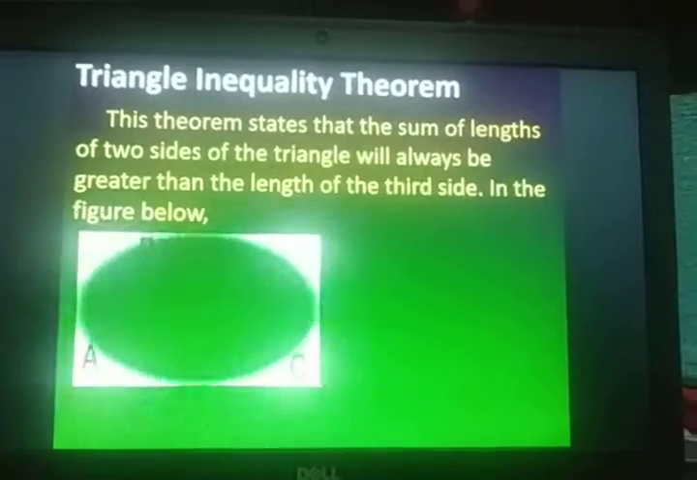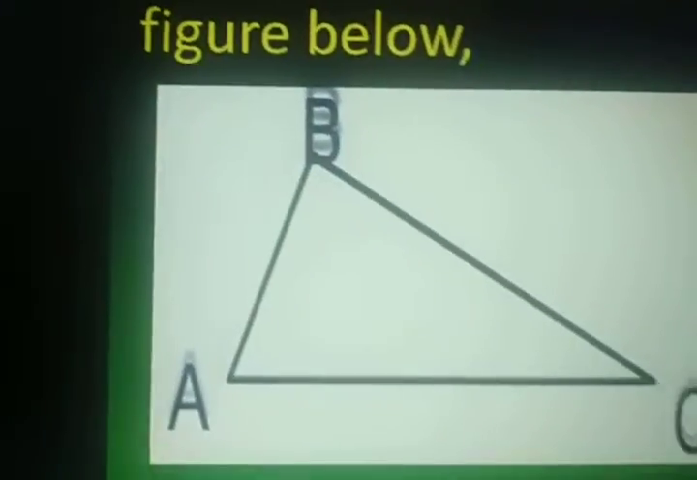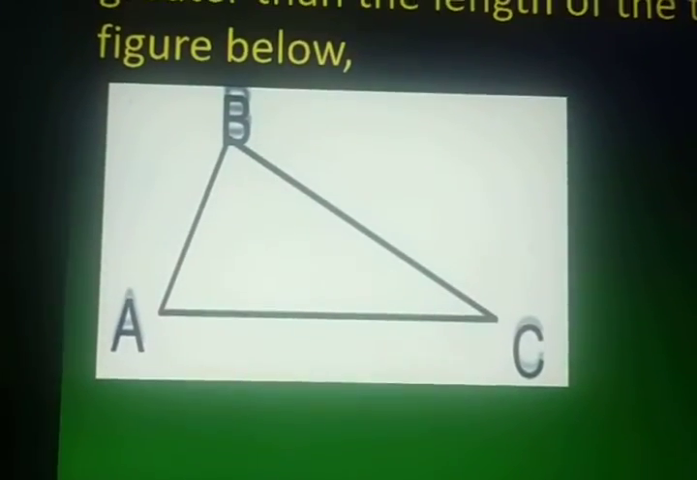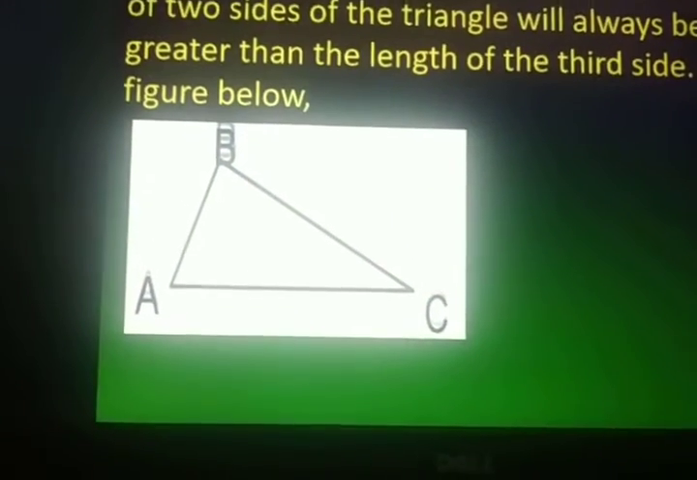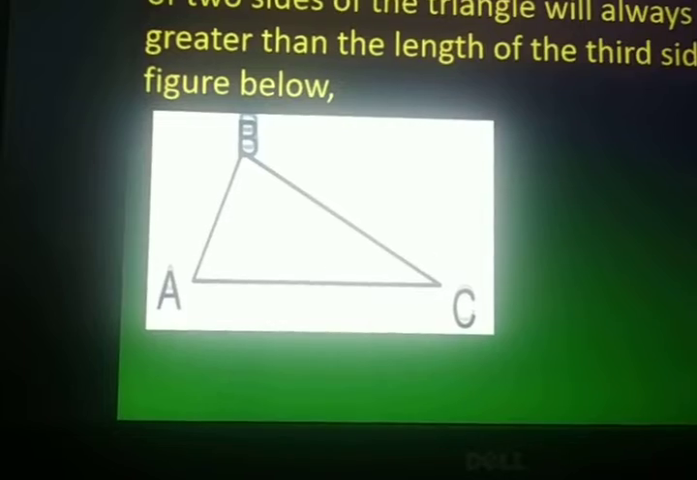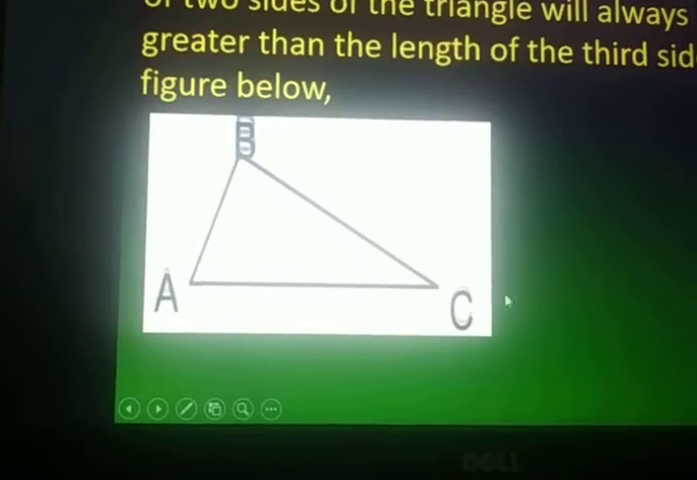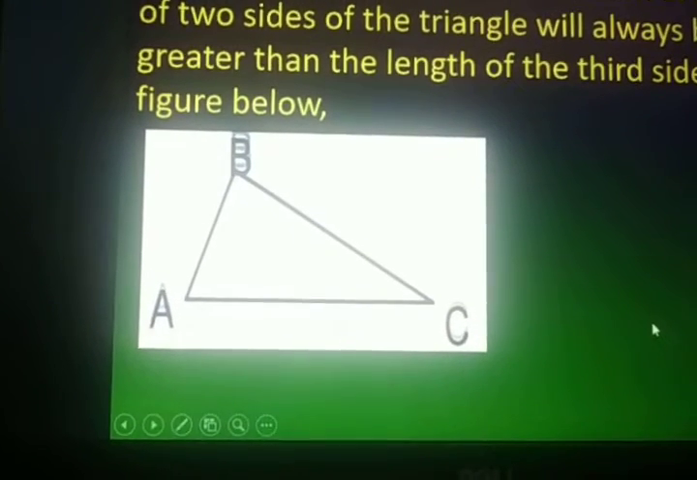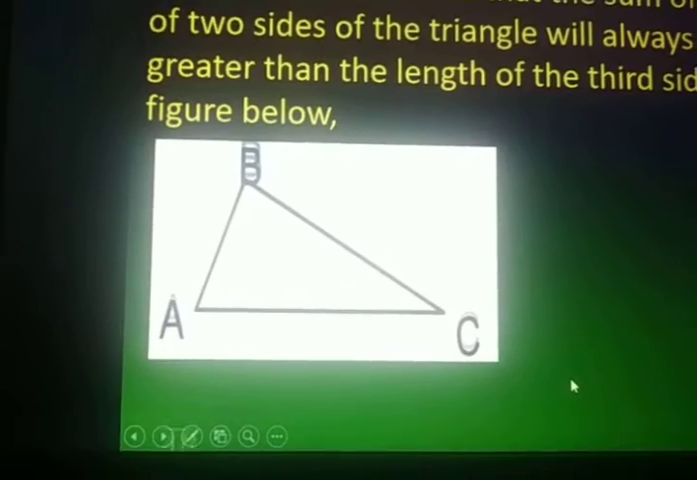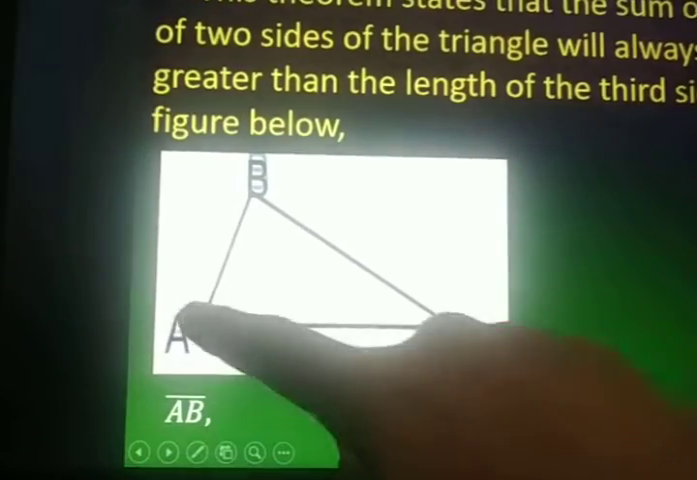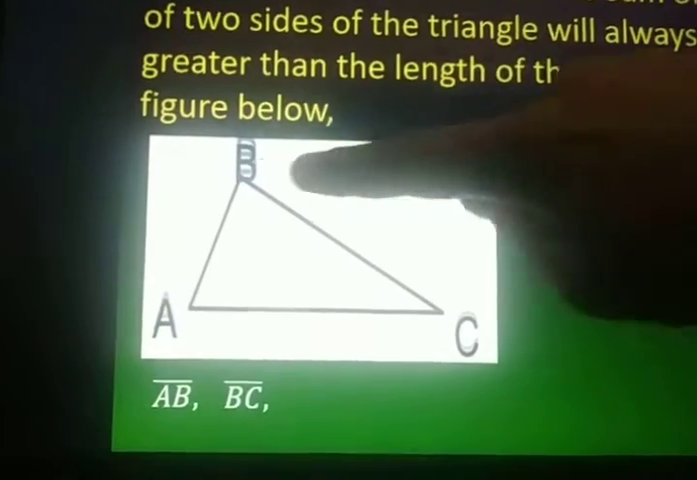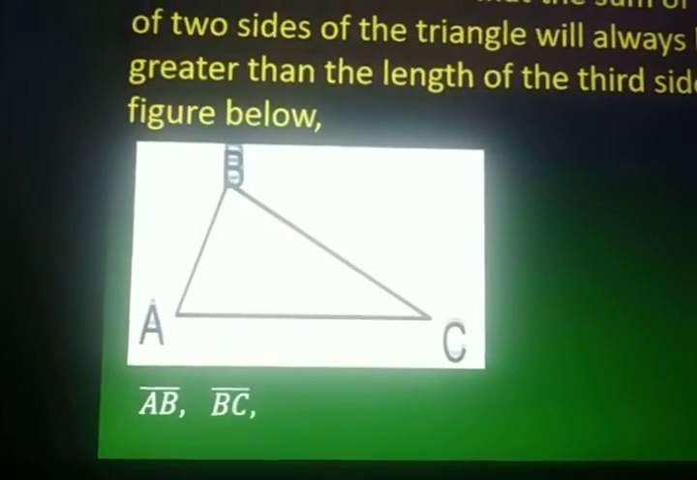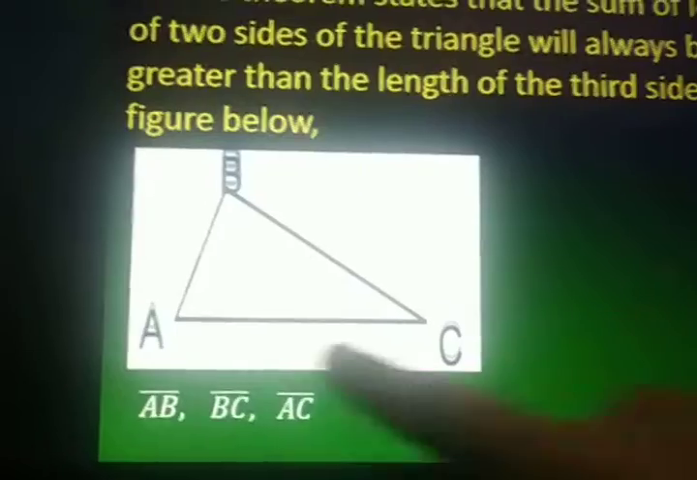Okay, let's study this figure below. We have triangle ABC. So, in the triangle ABC, we have three sides. We use the symbol of a line over two letters, which is our side. So, we have the side AB here. Next, we have BC here. And the last is AC here.